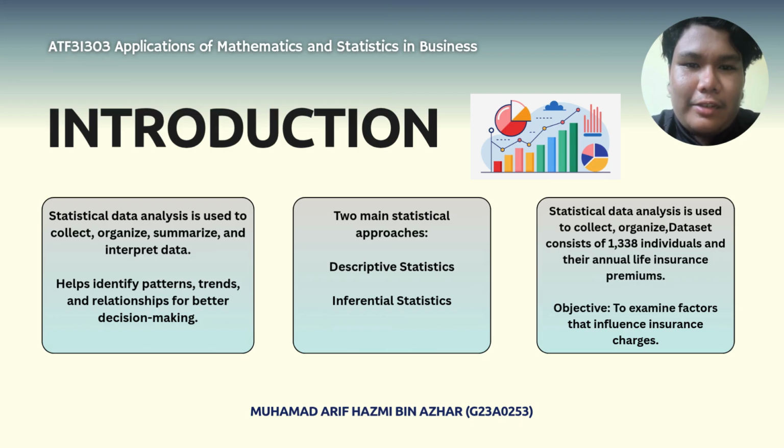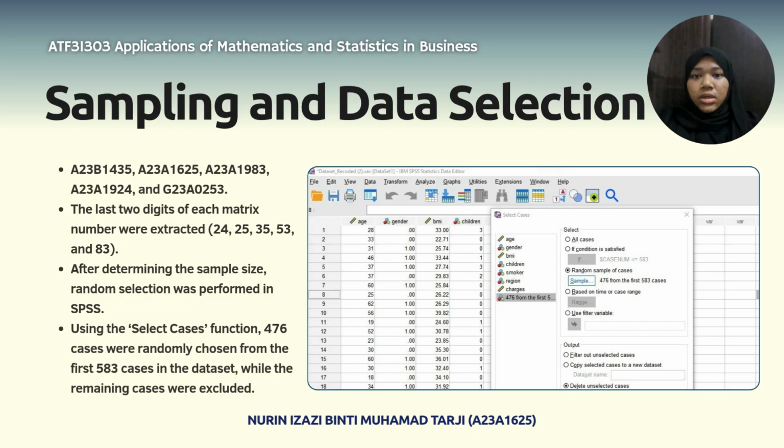The first one is descriptive statistic, which summarize and describe the characteristic of the data. The second one is inferential statistic, which is used to draw the conclusion and test whether certain factors have a significant effect on insurance charges. The dataset includes variables such as age, gender, BMI, number of children, smoking status, region, and annual insurance charges. The main objective of this study is to investigate the factors that may influence insurance charges.